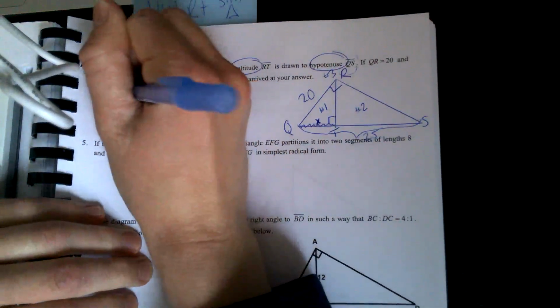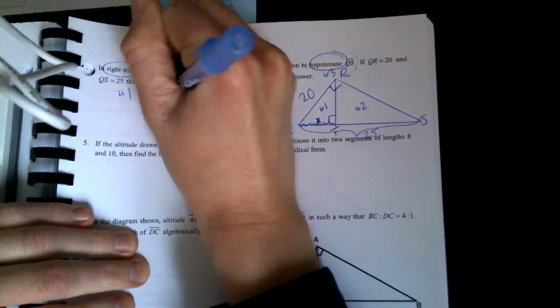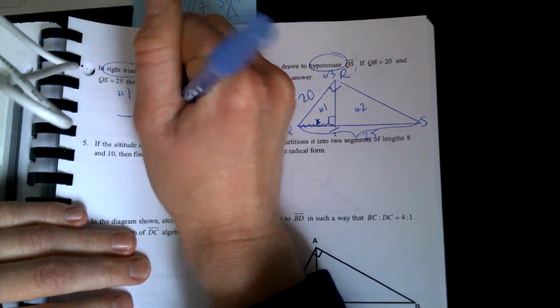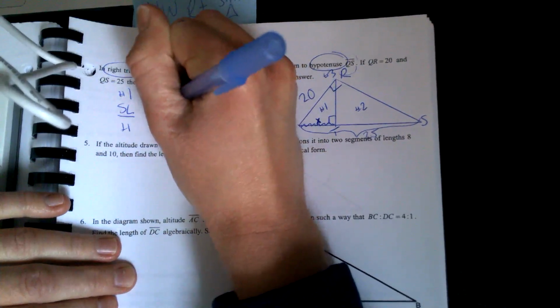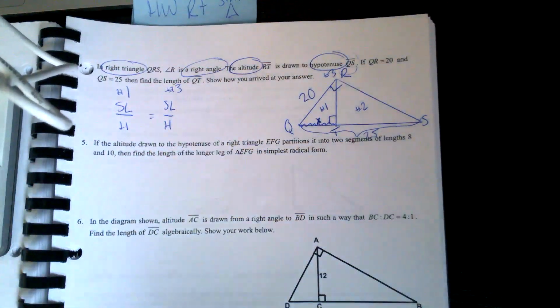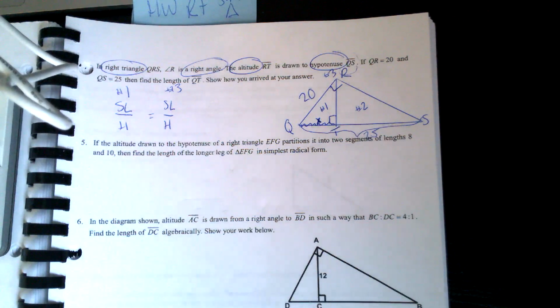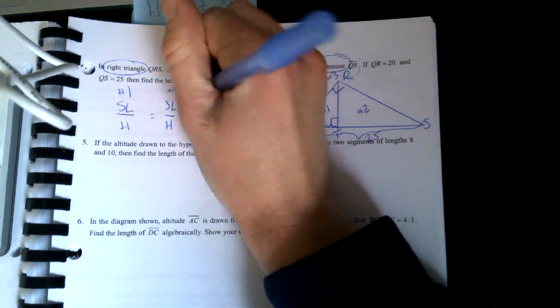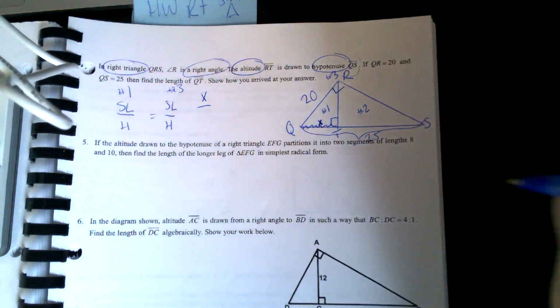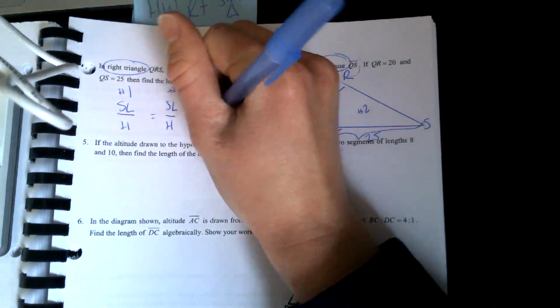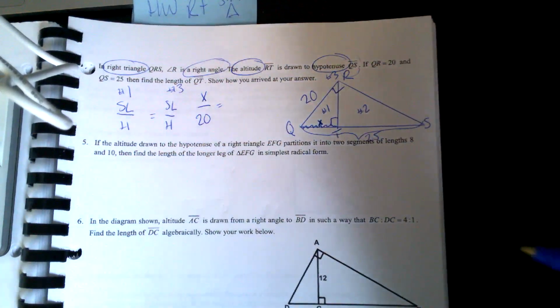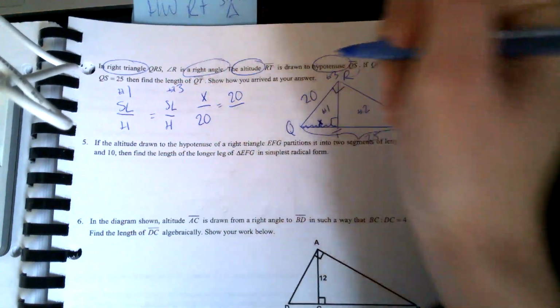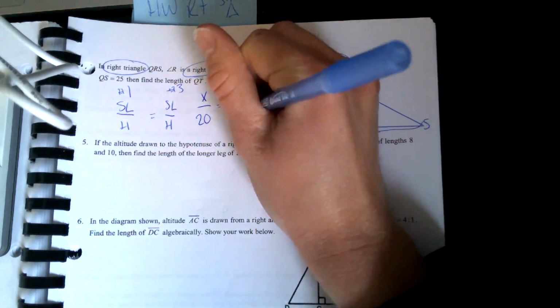So I'm going to use triangle number 1, triangle number 3, and the proportion is going to be short leg over hypotenuse is equal to short leg over hypotenuse. Now you can do hypotenuse over short leg. That is totally fine. This is just what I'm going to use. Okay. So short leg of triangle number 1 is X. That's what we want to find. Hypotenuse of triangle number 1 is 20. Short leg of triangle number 3 is 20. And then hypotenuse of triangle number 3 is 25.